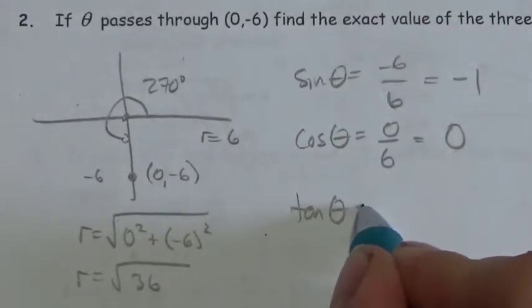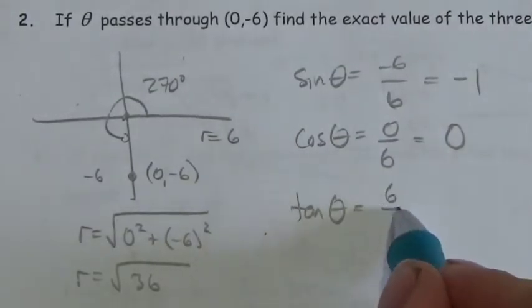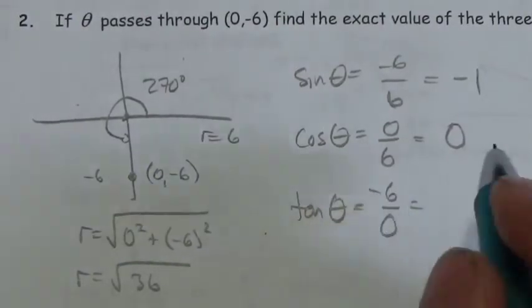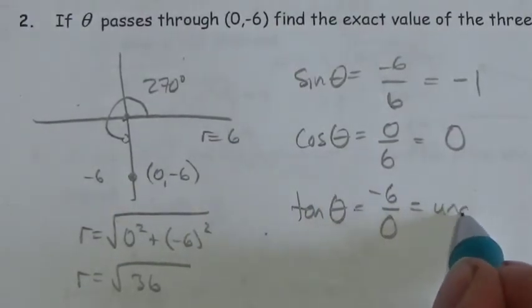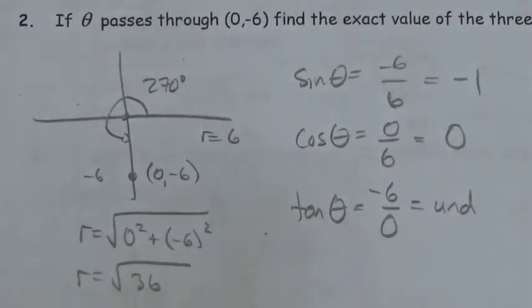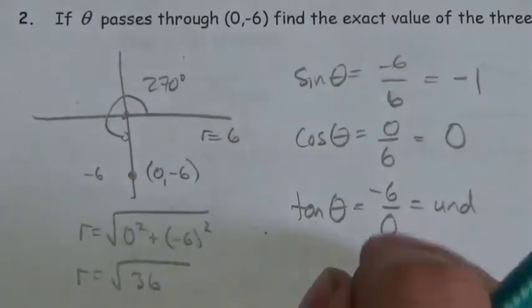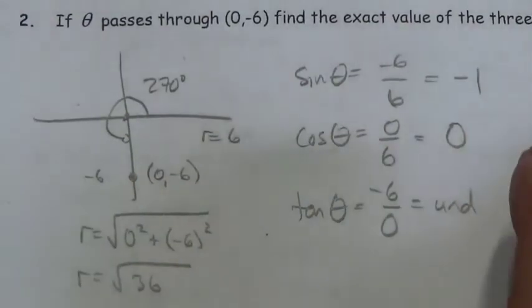And finally, the tangent. Tangent is going to be the y-coordinate over the x-coordinate. And -6 divided by 0 is undefined. It's not equal to 0, it's undefined. Okay? 0 divided by 6 is 0, but -6 divided by 0, that's undefined. Check that on your calculator, you'll get an error. Okay? Hope that makes sense.